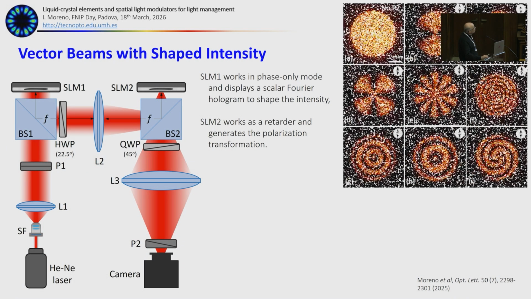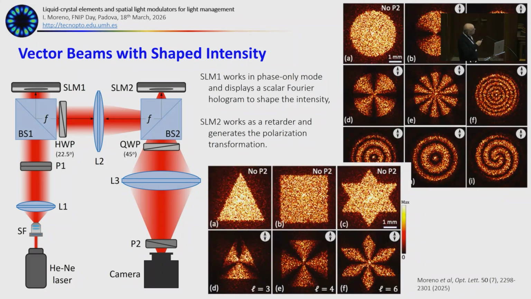More recently, we have made vector beams where we are interested not only in making the typical Gaussian vector beam, but in shaping the intensity of the vector beam. We use one SLM to create a hologram that makes this intensity distribution, and then we use a second SLM to modify the state of polarization, so that, for instance, in this square, the states of polarization rotate in the azimuthal direction.